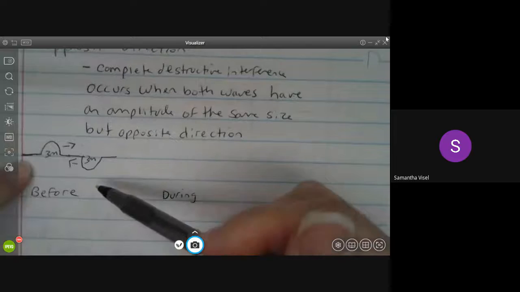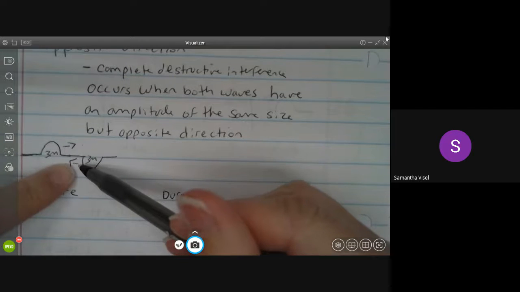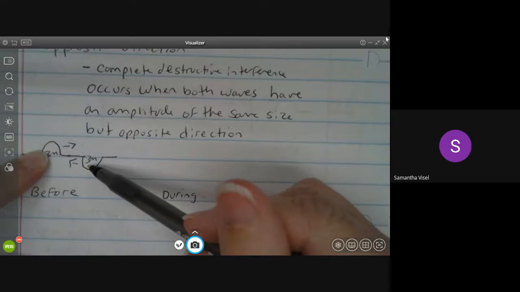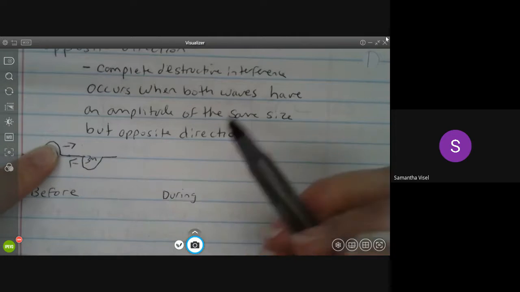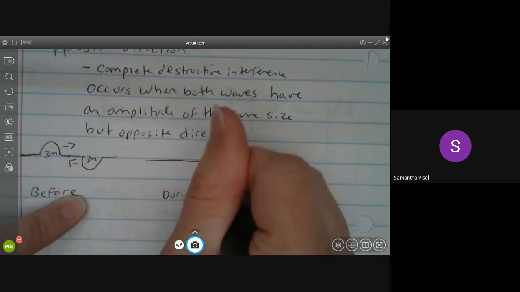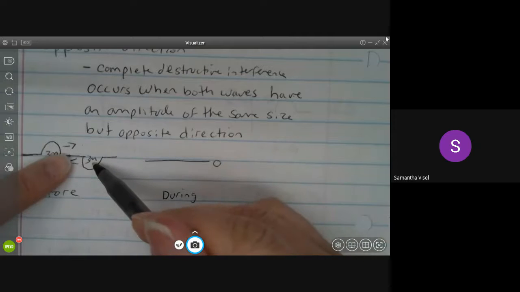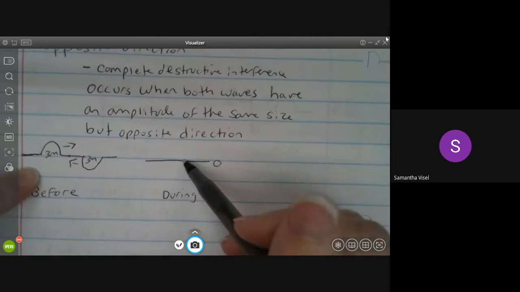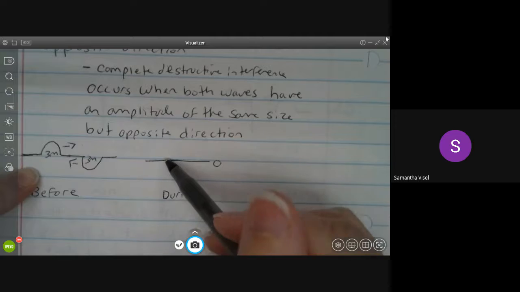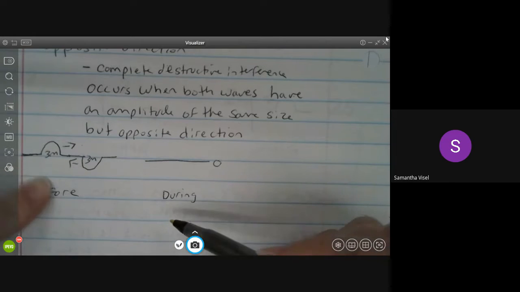So when these two wave pulses meet, they're equal in size, but opposite in direction. So they're going to end up canceling each other out. And for a split second in time, when they meet up, we're going to see the medium flat, looking like it's simply just at rest, like there's no energy in the system.